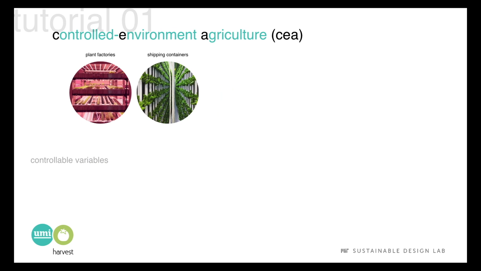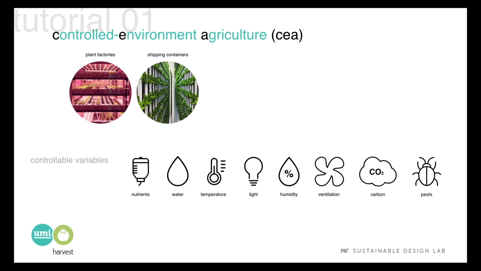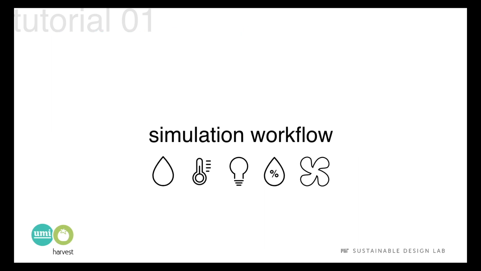Variables that are controlled in CEA include the nutrients that are fed to the plants, the water supply, the indoor temperature, the artificial lighting, the air humidity, ventilation, air carbon concentration, and pests. Harvest integrates most of these variables into its workflow.